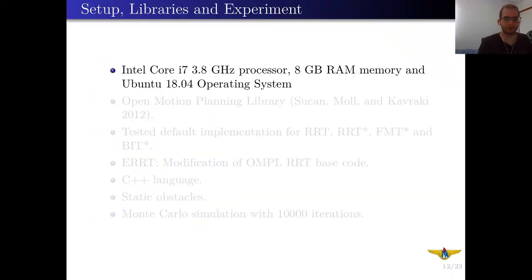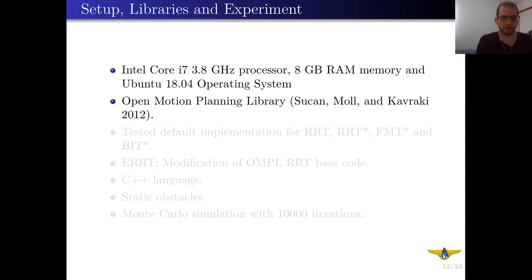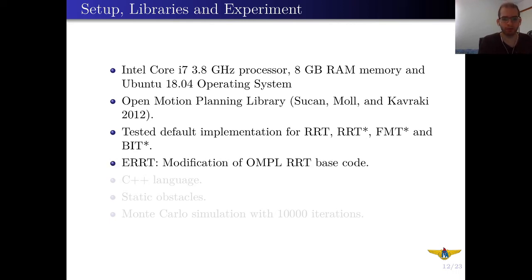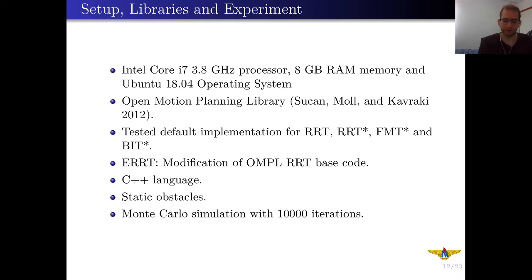Now, the simulation experiment. For the simulation, we used the setup of this computer, and we also used the OMPL library. We tested the full implementations of all of these algorithms, and we created a modification of the OMPL base code, RRT base code, to test the ERRT performance in C++ language. And all the obstacles that we are about to simulate are static. Moreover, we created a Monte Carlo simulation with 10,000 iterations per metric that we are about to emulate.